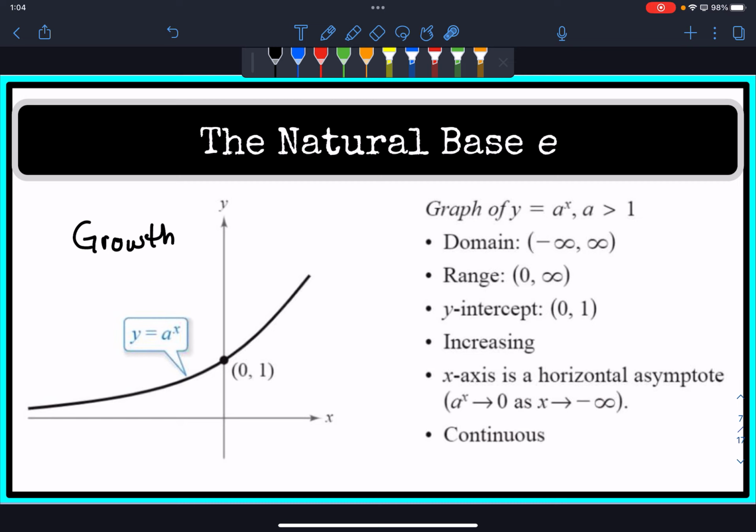Now again, because the value of a is greater than 1, this function is always going to increase, and the horizontal asymptote is the x-axis. And of course, it's continuous. Continuous is directly correlated with the domain being negative to positive infinity. Since there is no number excluded from the domain, that obviously means this function is going to be continuous. Now, using this graph right here, we're going to graph natural exponential functions by transforming them, following the rules of transformations.